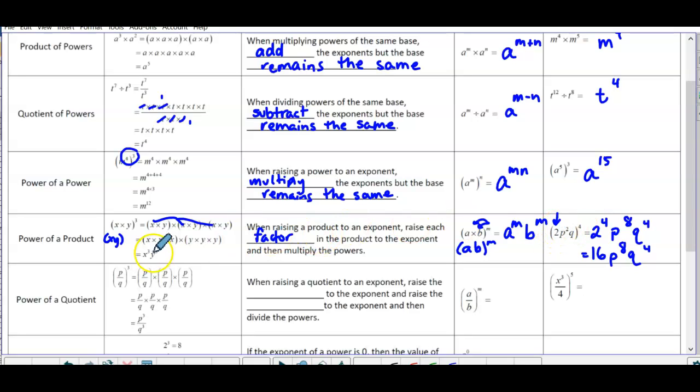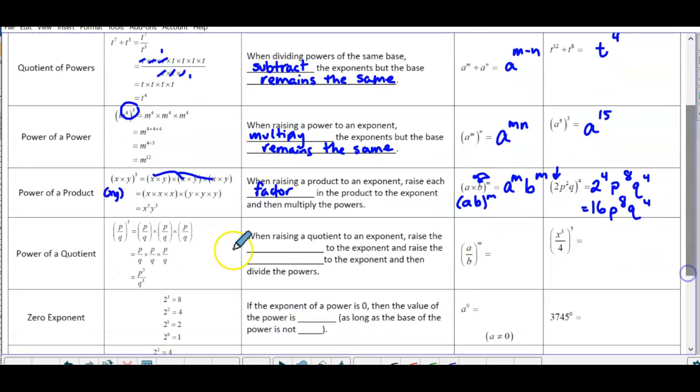Power of a quotient. So same kind of thing. P over q here, that's a quotient cubed. Show it 3 times. And so really that's p cubed. There's 3 p's multiplied together in the numerator, 3 q's in the denominator, so p cubed over q cubed.